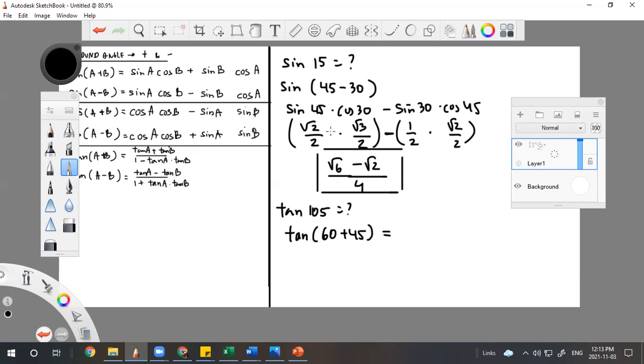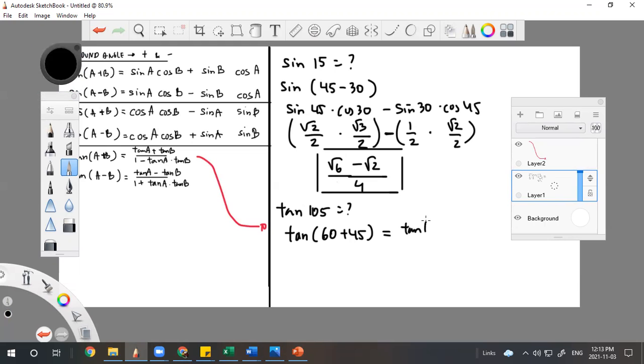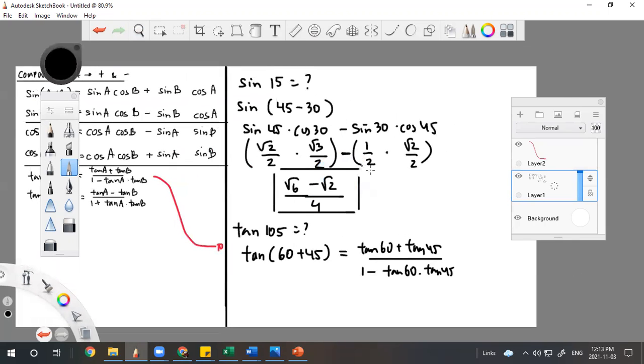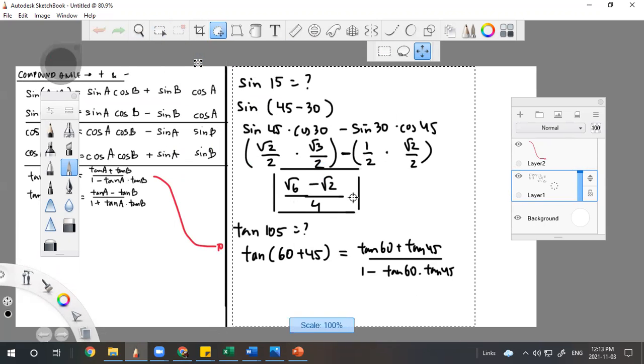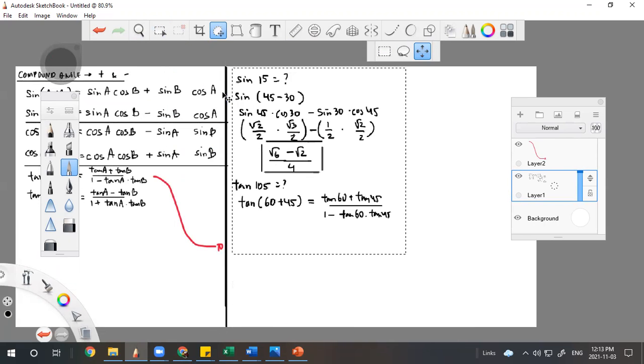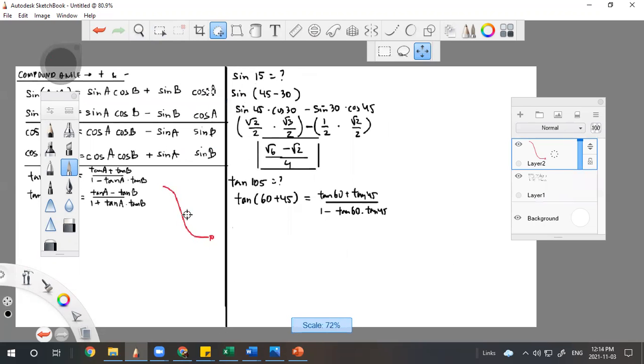Okay, so wait, we can use this and then solve it. Tan 60 plus tan 45 over 1 subtract, right? Tan 60 times tan 45. Again, this is quite challenging. Why it is challenging? Because it's a fraction. When we deal with the fraction, and also we have the fraction inside the fraction, that is more challenging. Okay, so slow but sure.